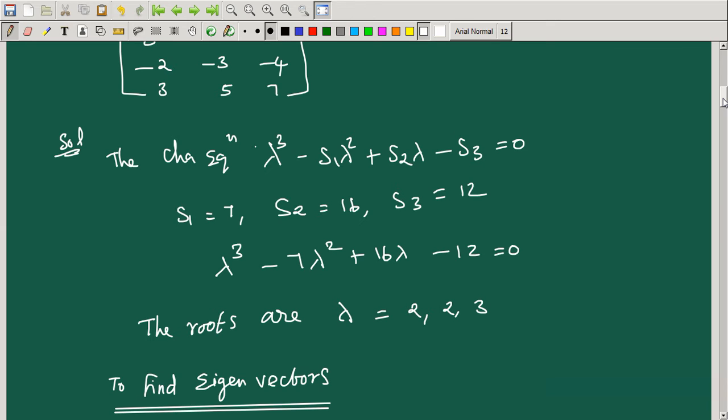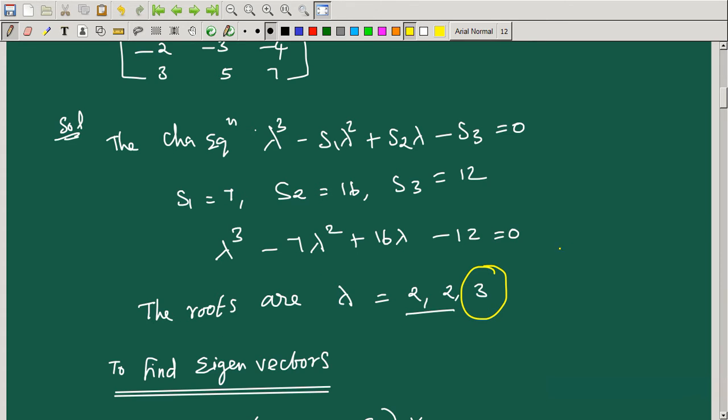After solving this equation, because this is type 2, that is non-symmetric matrix with repeated eigenvalue, the values are repeated. Repeated means here 2 comes twice and 3 is separate. So how to solve for finding the eigenvector? First select the non-repeated one, then followed by the remaining. This is the process for finding eigenvalues and eigenvectors for repeated values. So 3 is the non-repeated.